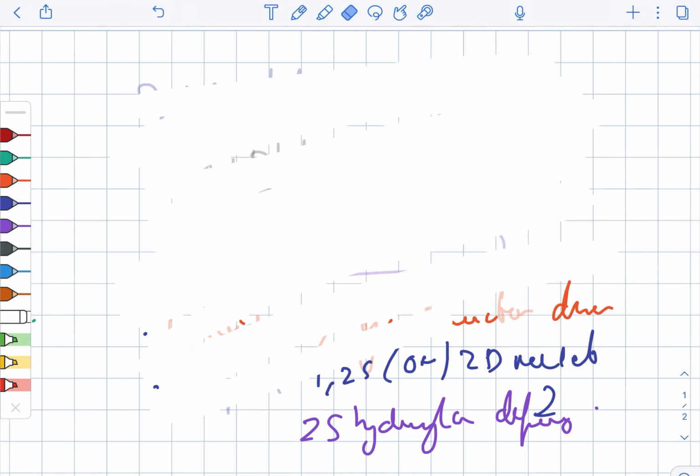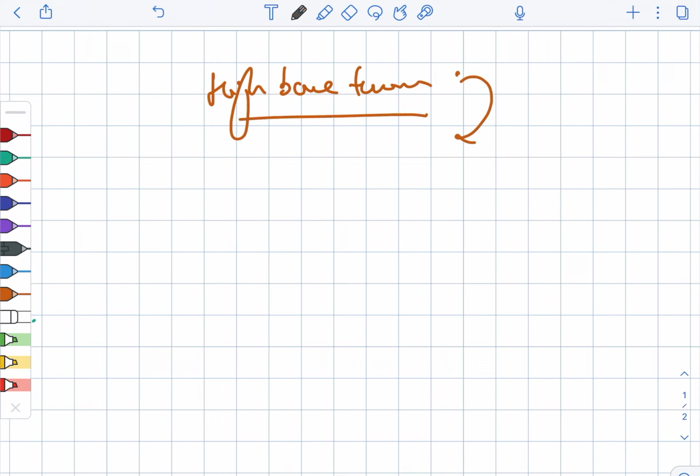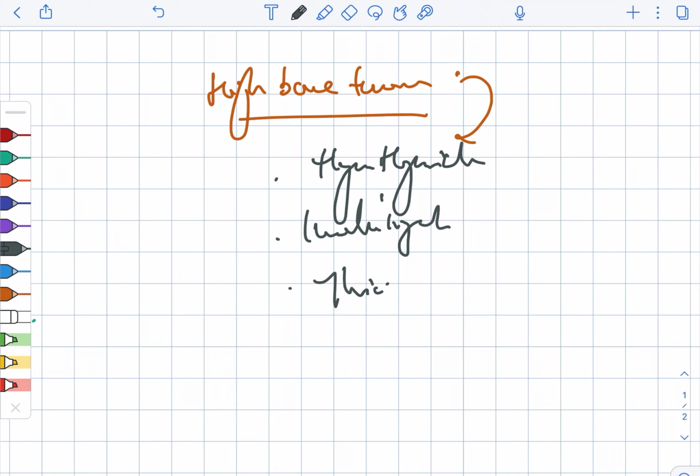Now, looking at the vitamin D deficiency and what is associated with the high bone turnover. So in such cases, it can be due to the hyperthyroidism as well as the immobilization, the thiazides, the vitamin D intoxication as well as the fat necrosis.